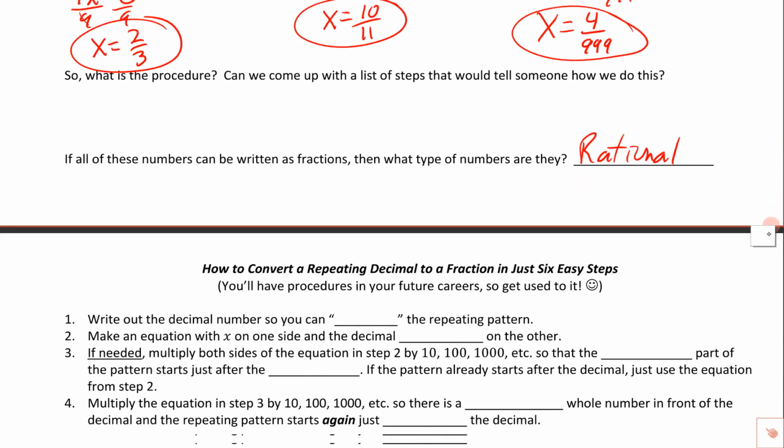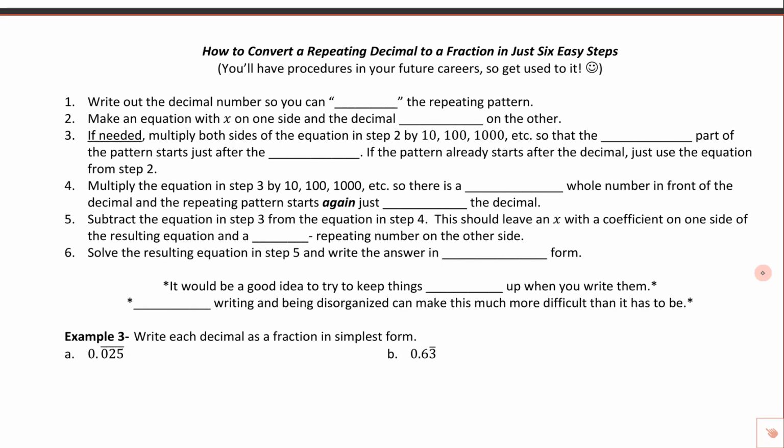So we're going to flip the page over and let's talk about how we convert this. How to convert a repeating decimal to a fraction in just 6 easy steps. And I've got a little smiley face here because this is going to seem like a complicated procedure. It looks like it's a heck of a lot to memorize. It's really not, but you will have procedures that you're going to have to follow in your future careers, in school or whatever it happens to be. So getting used to procedures is a really good idea. So here's the way we're going to do this. I've got just a couple blanks to fill in here, and then we'll do a couple more examples, and then you can practice on your own.